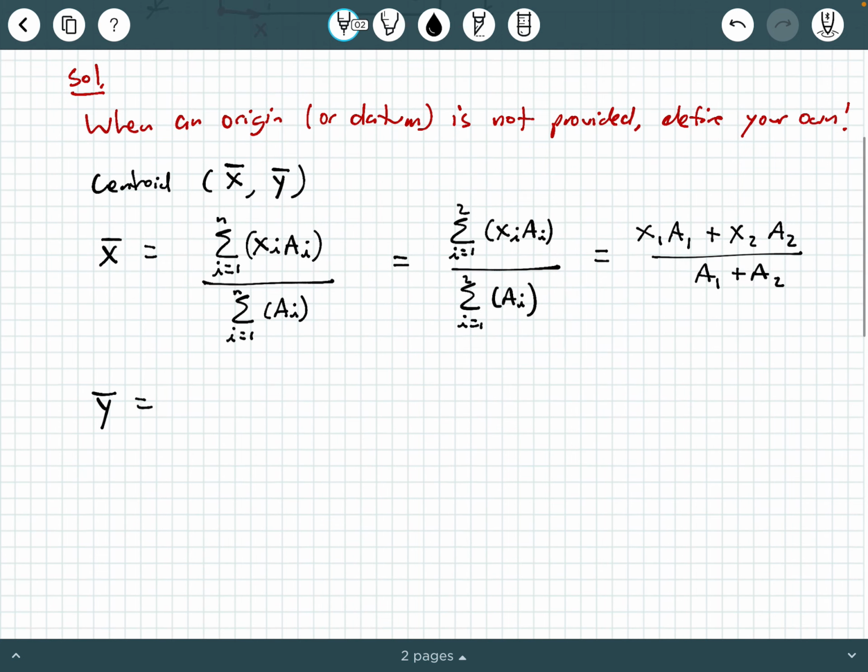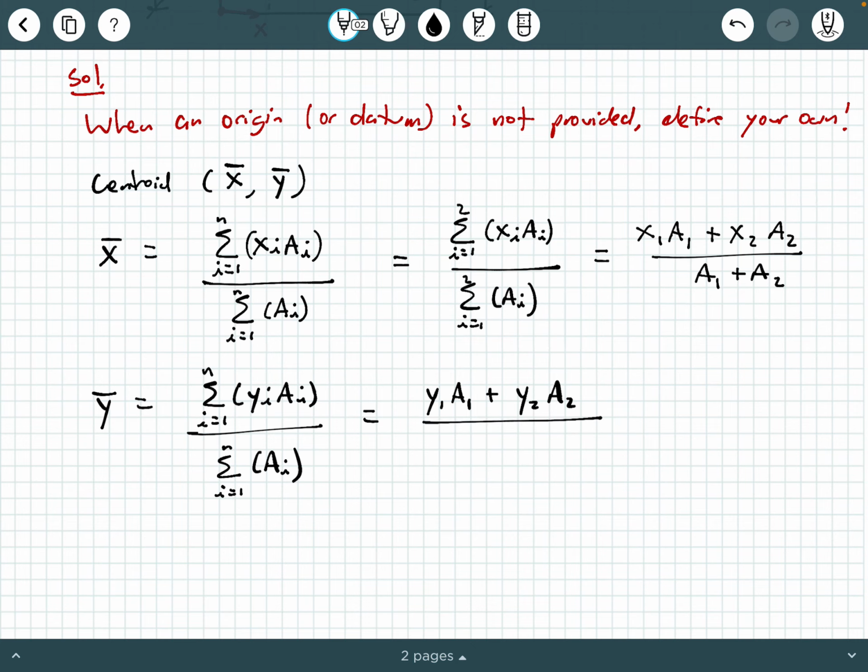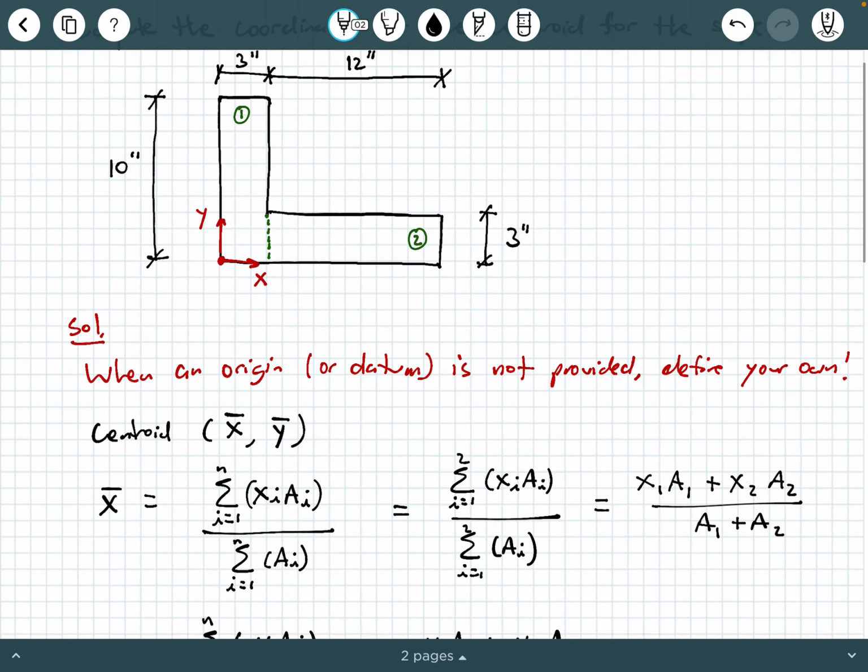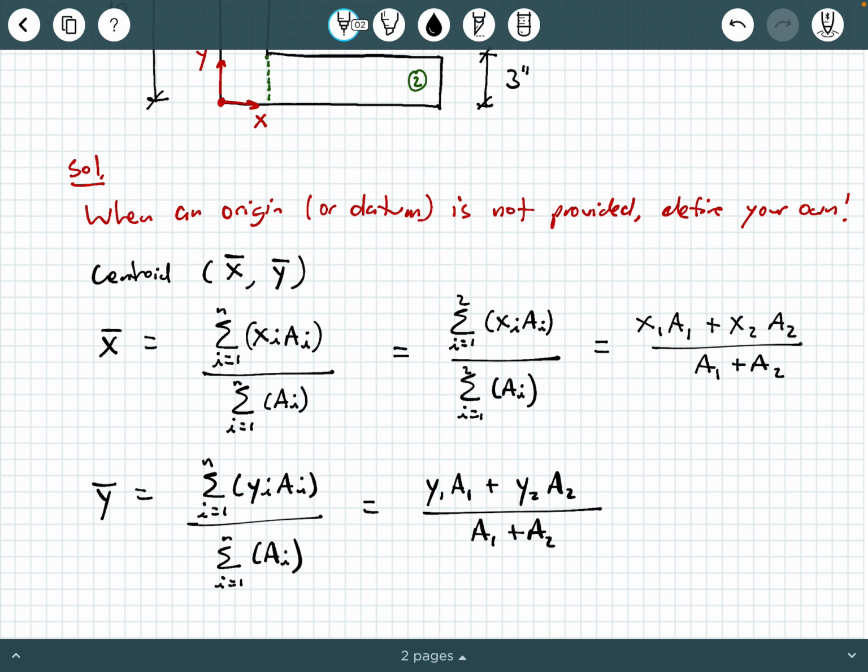Similarly, y bar is the summation as i goes from 1 to n of y sub i a sub i, all divided by the summation as i goes from 1 to n of a sub i. For our problem, we have 2 parts, so I'm going to expand that to y1 a1 plus y2 a2, all divided by a1 plus a2. Basically, the work we have to do is to get all of these different values.